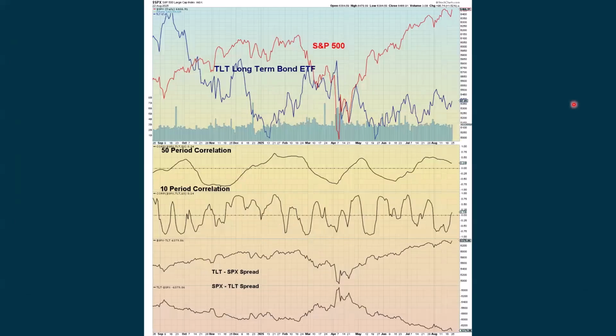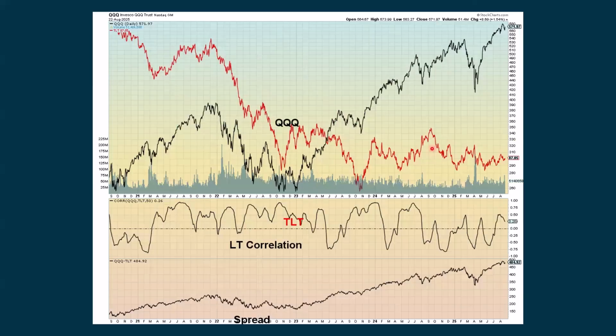And then we look at the long-term bond, which is in blue, and the S&P 500, which is in red. And we're drifting down a little bit here with the longer-term correlation. We're pretty much back up to neutral with the shorter-term correlation. And we do that same thing. We look at the Qs, which are in black, and the long-term bond, which is in red, going sideways a lot here. And we're coming down and just coming back into neutral territory with the longer-term correlation. Is this suggesting a shift in the market?